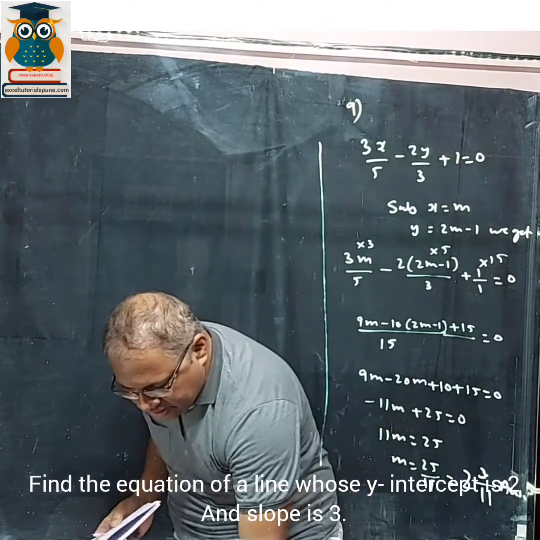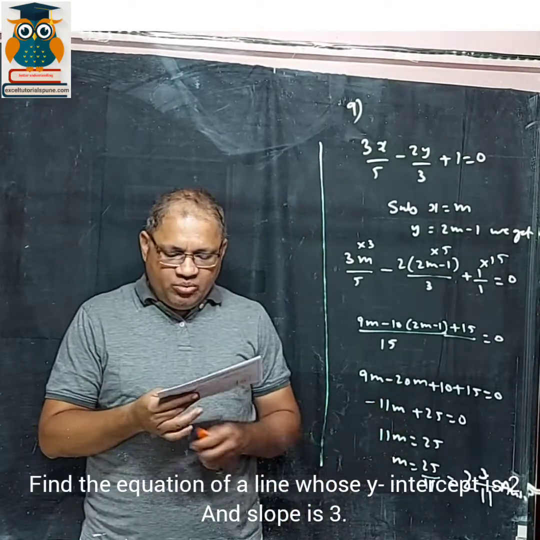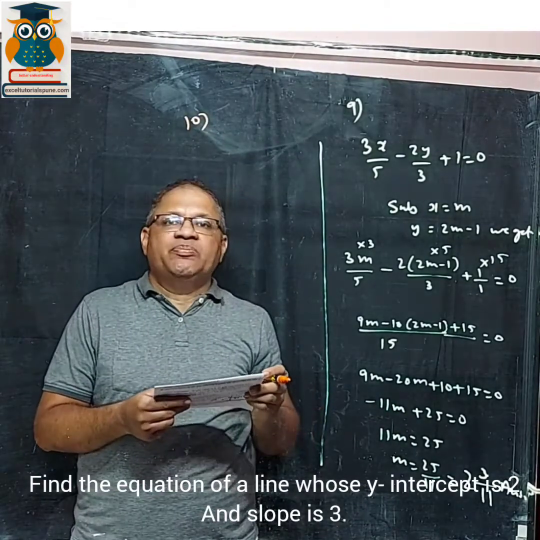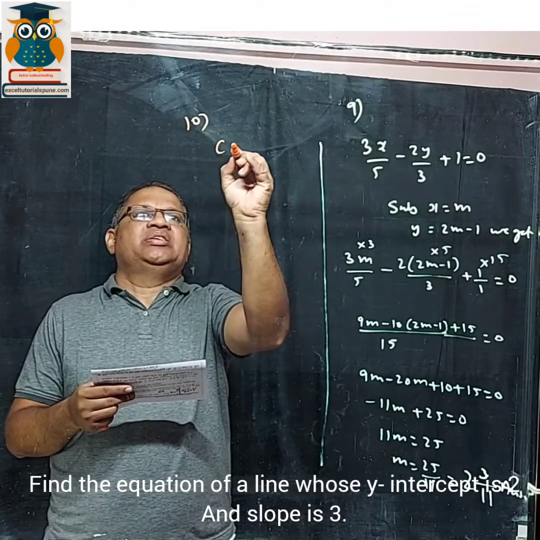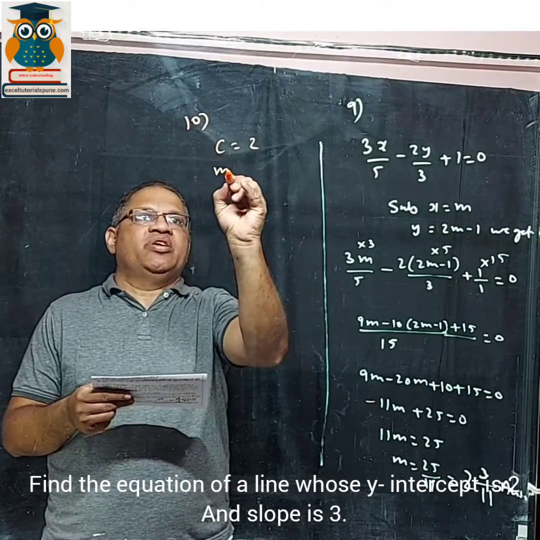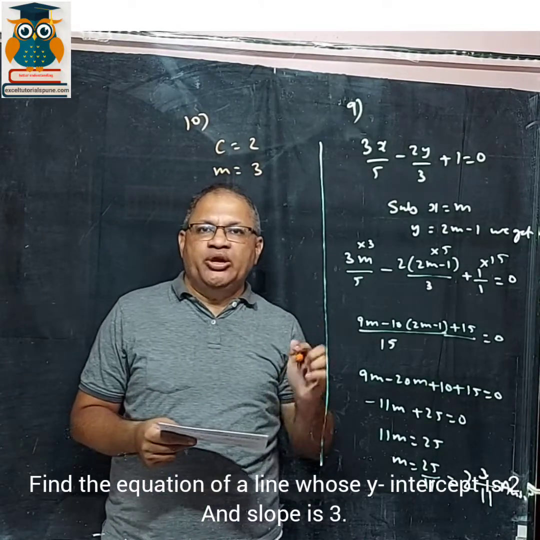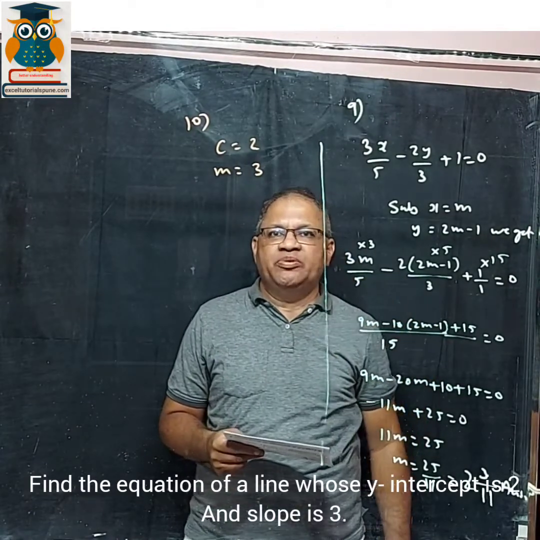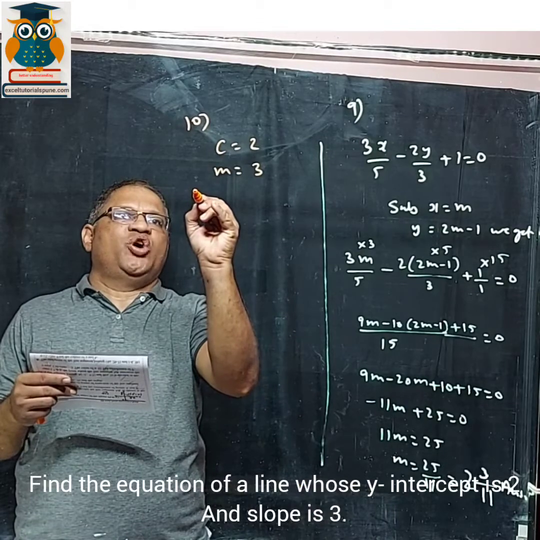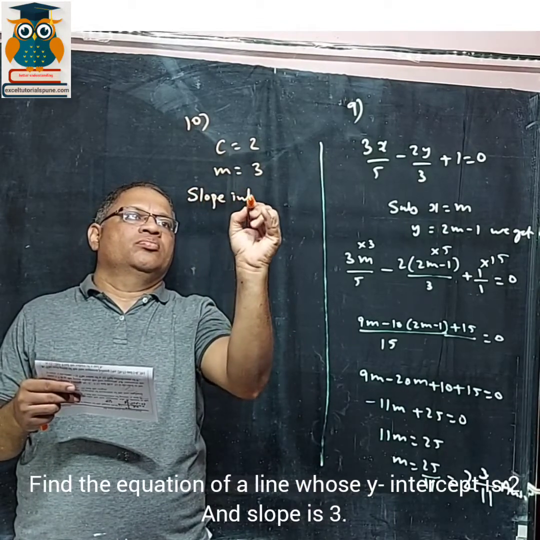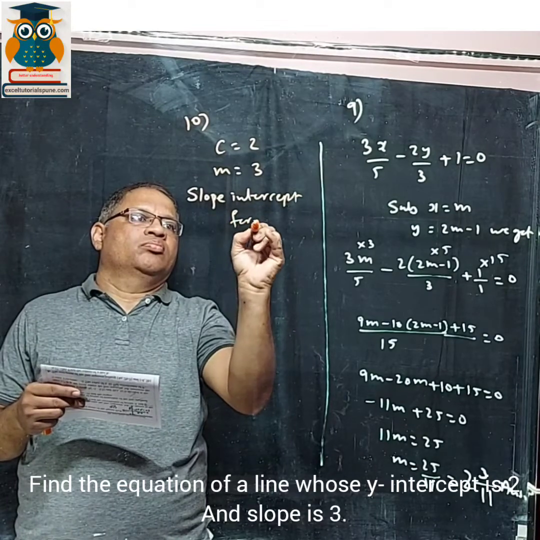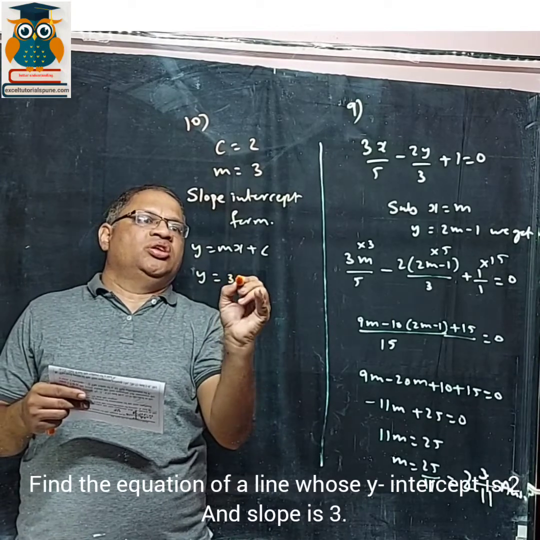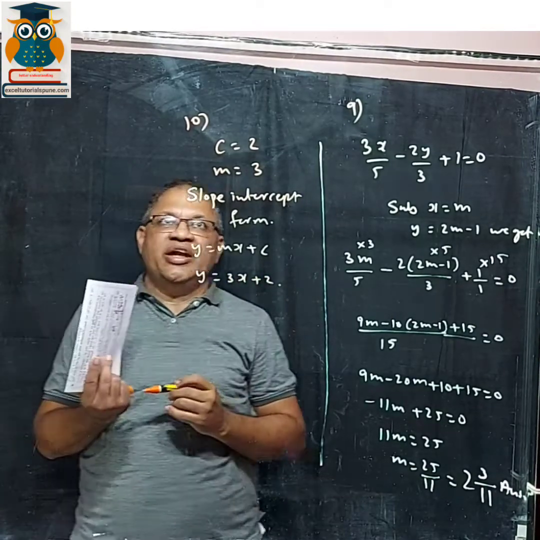Now we'll solve the 10th sum. Okay, find the equation of a line whose y-intercept is 2. Y-intercept is given by c. Okay, and slope is given. Slope is 3. So which formula do you use? You have to use the slope-intercept form. See, slope is there and y-intercept is also there. So what is the slope-intercept form? y is equal to mx plus c. So y is equal to 3x plus 2. That's it. That's the end of the sum.